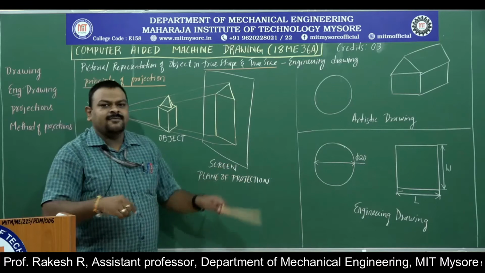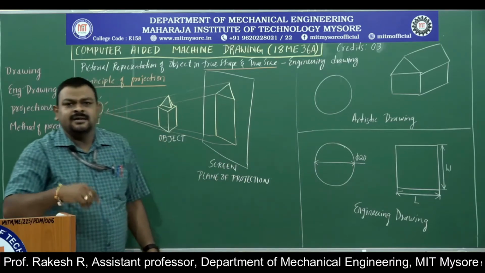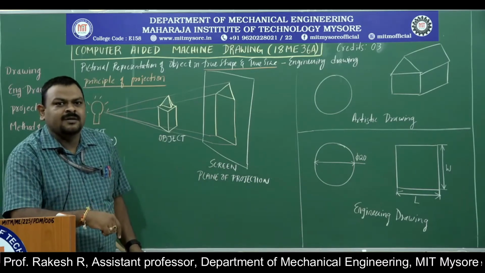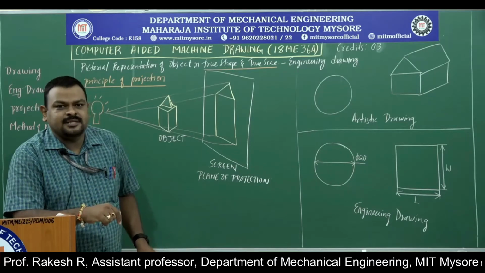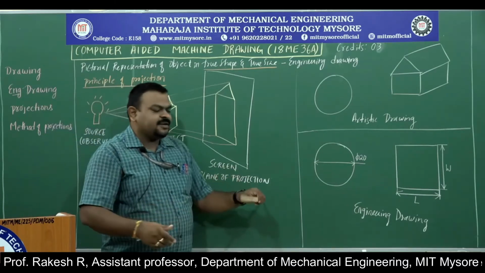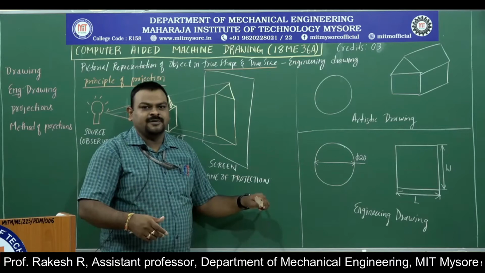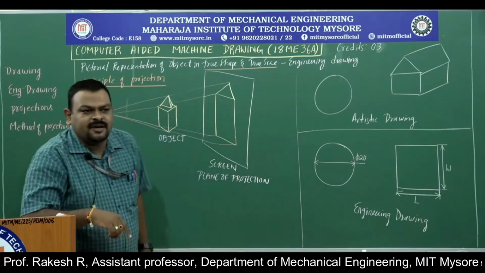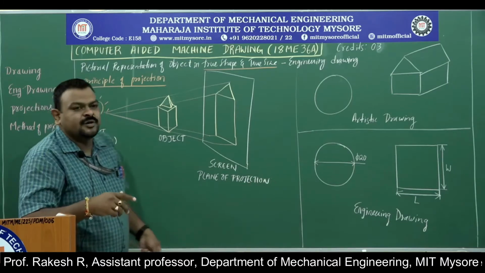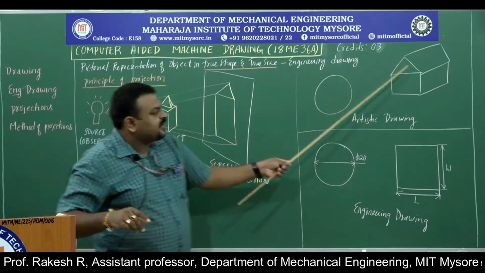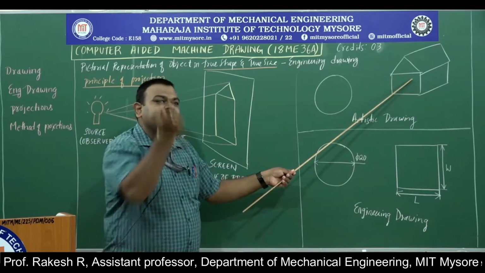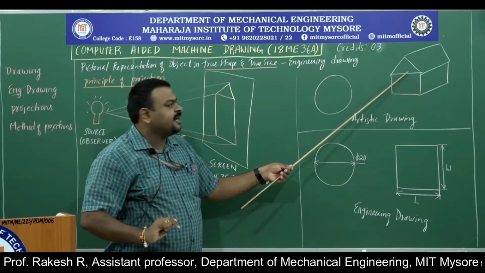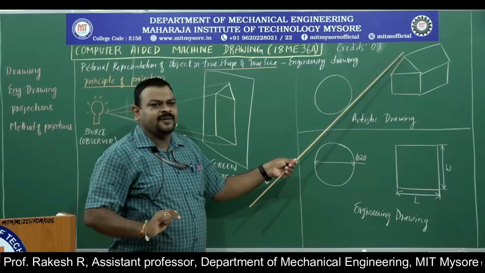So whatever we write on the board is a 2D drawing. 3D is not possible because the third dimension is perpendicular to the board. We cannot accommodate this third dimension easily. So whatever we write on the board is all 2D drawing. This is a 3D drawing represented in a 2D plane.